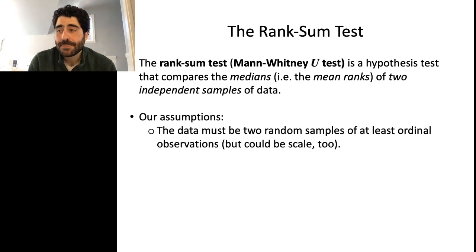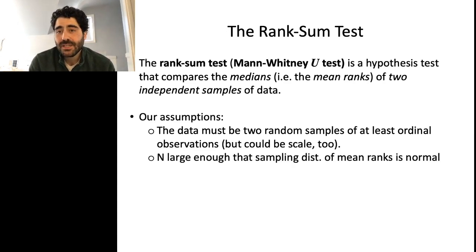And these are just two unrelated, unpaired groups that may even have different sizes, for example. First of all, the assumption we're going to make here is that the data have to be random samples that are at least ordinal, right? For pretty much all of the tests we're going to talk about in this class, we're assuming the data are random samples, meaning that we're taking unbiased independent samples from the population, and that they're at least ordinal, meaning that we can rank them.